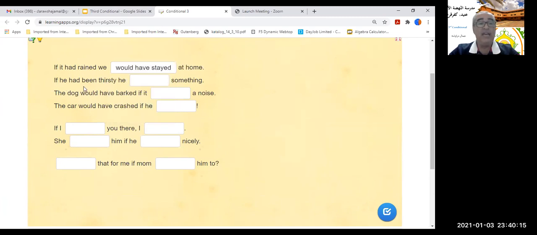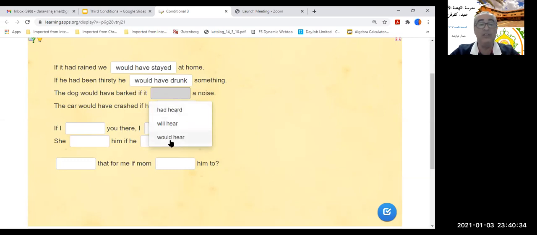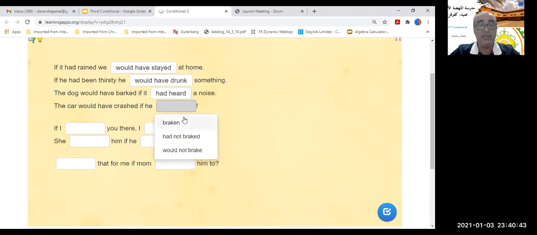Excellent. If he had been thirsty, he would have drunk something. What do you think? Obviously, would have drunk. Good. The dog would have barked if it had heard a noise. What do you think? Exactly, if it had heard a noise. The car would have crashed if he had not braked.